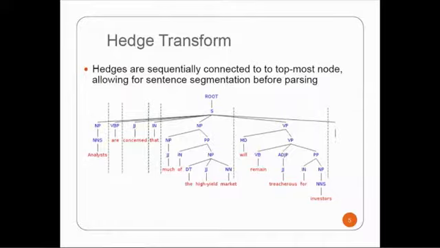Okay, a very interesting property of hedge parse trees is that they are sequentially connected to the topmost node, as I showed with the dashed line here. So each hedge constituent is sequentially connected to S, and this property allows us to segment the sentence before parsing, and parse these segments instead of parsing the entire sentence, and then recombine the results. And as I will show later, this will give us a huge speed up over the case where we parse the entire sentence.